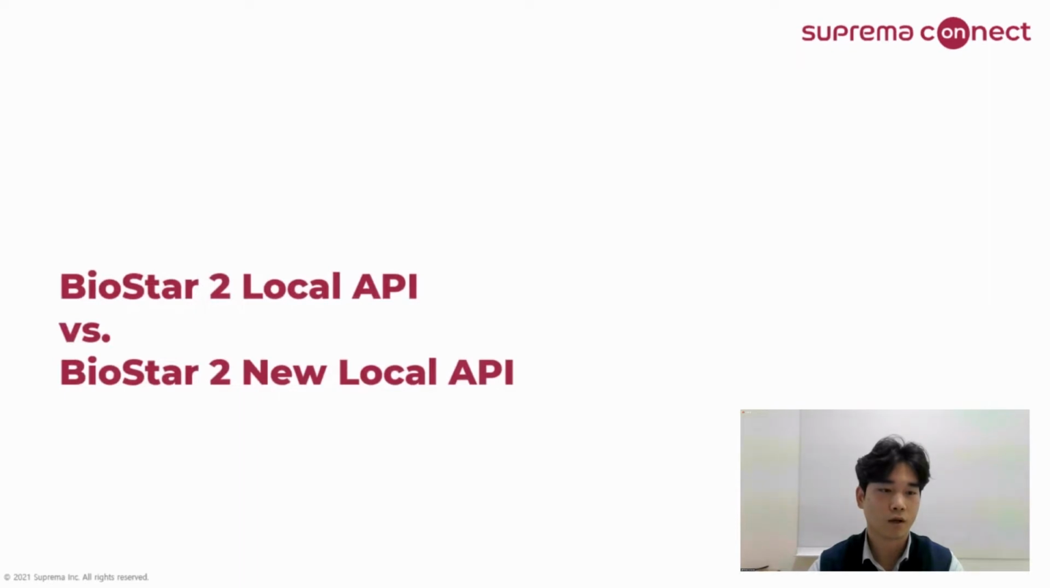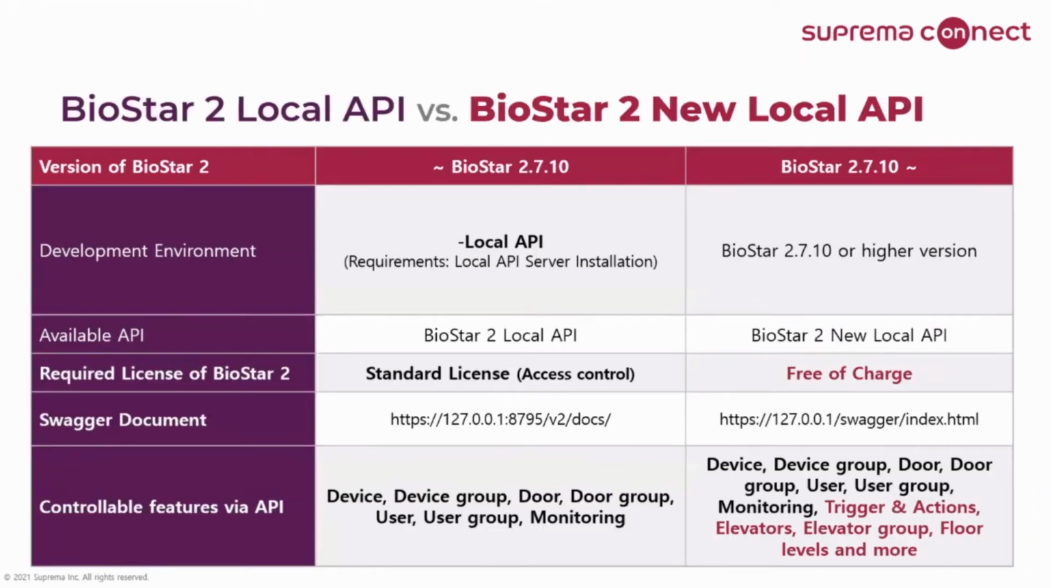And let me compare the old API, which is BioStar2 local API, and BioStar2 new local API. This is a comparison between the two of them. First, local API can be used with any BioStar 2 version. However, BioStar 2 new local API can only be used with BioStar 2.7.10 or later versions. Local API requires a standard license, which is an access control license, for its use, while BioStar 2 new local API does not require any license for its use.